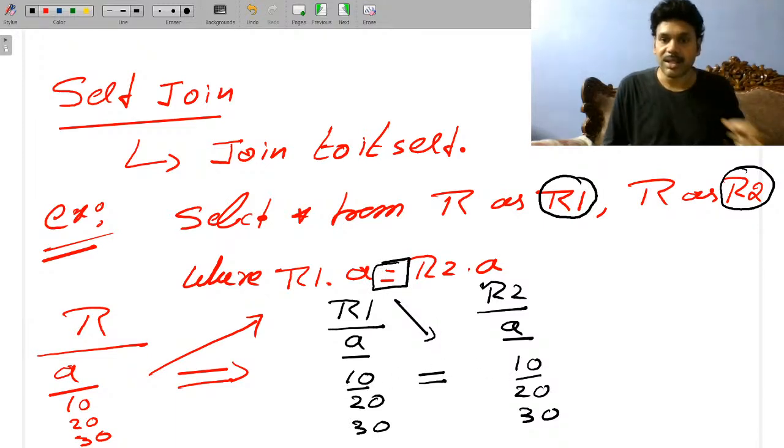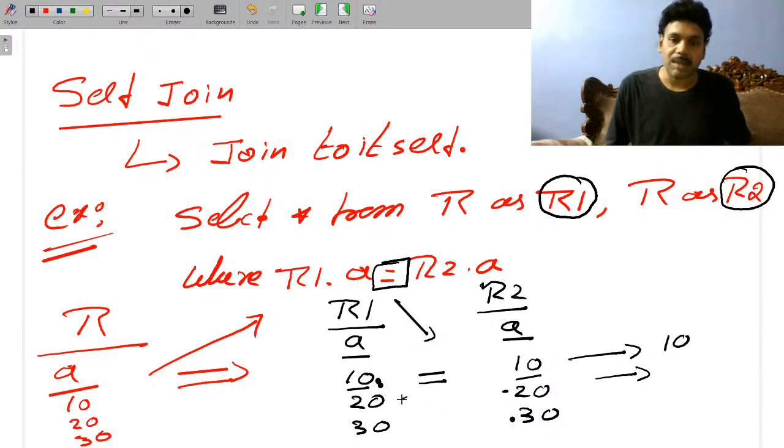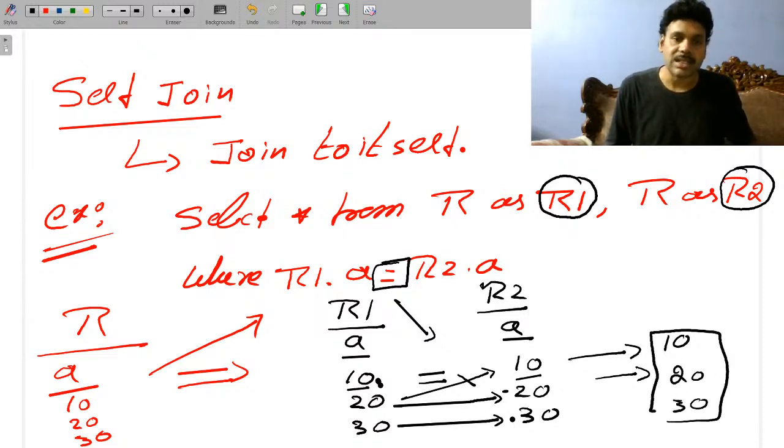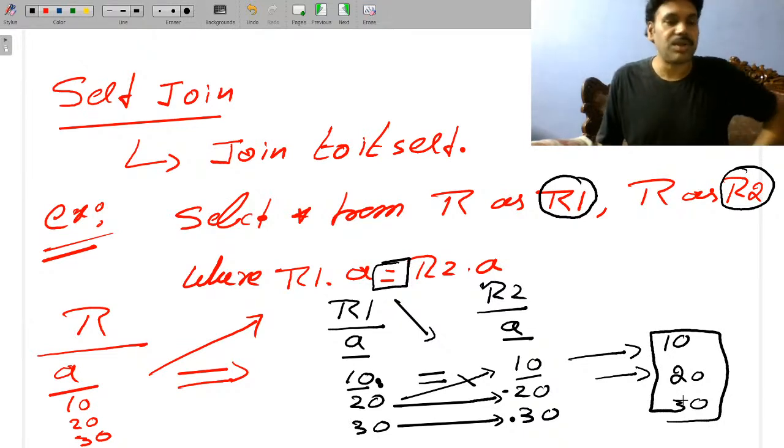So this 10 and this 10 can map, so I will get 10 here. This 10 to this 20 cannot map, so you don't get it. This 10 and 30 cannot map. But 20 can map with 20, and 30 can map with 30. So this is how you represent a join to itself, which is the concept of self join. You can have a condition to yourself.